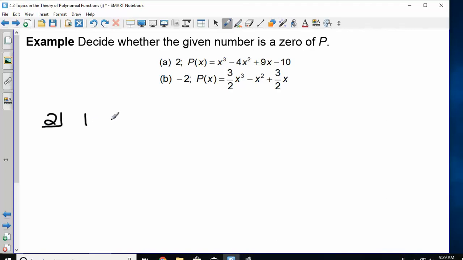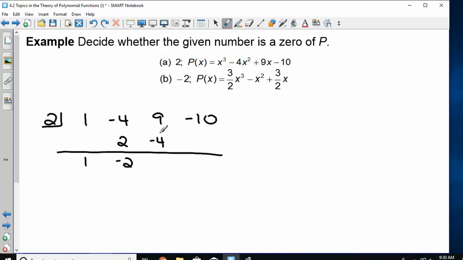My coefficients will be 1, negative 4, 9, and negative 10. So 1 comes down, multiply, and add. Multiply is negative 4, add we get 5, multiply we get 10, add we get 0. So is this one a 0? Yes.